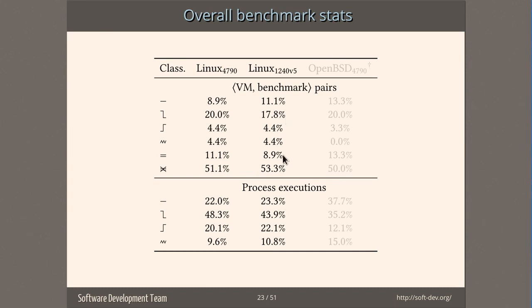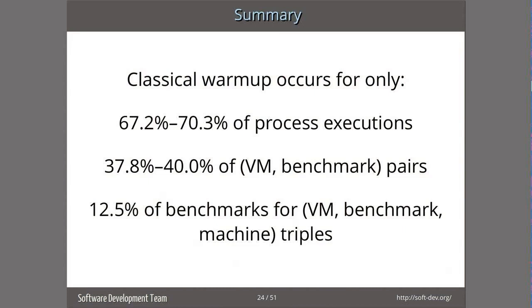So that means 11 plus 17, so 28, 36, 37% of VM benchmark pairs warmed up in the expected fashion. By far the biggest category is bad inconsistent. So this is where you've got one or more slowdown or no steady state. So more than half of these VM benchmark pairs sometimes slow down or have no steady states. That's bad.